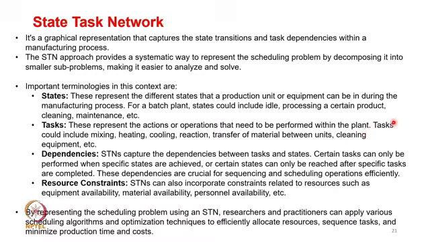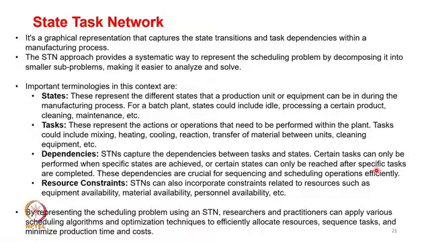In a state task network, as the name literally indicates, you have various components. States represent the different states that a production unit or equipment can be in during a manufacturing process. It could be idle, processing certain equipment or product, cleaning, maintenance, and so on. This can be the state of any equipment. And then the task: a task essentially means what operation is being performed in a particular unit. It could be mixing, heating, cooling, a reaction happening, material transfer, cleanup, and so on.